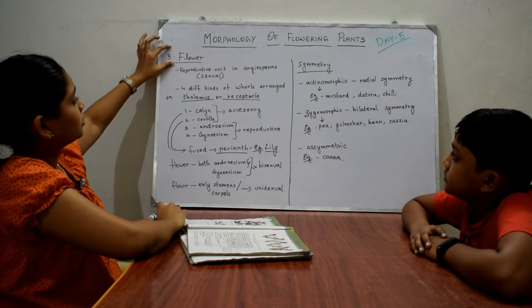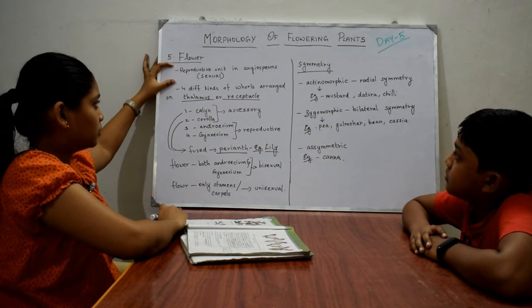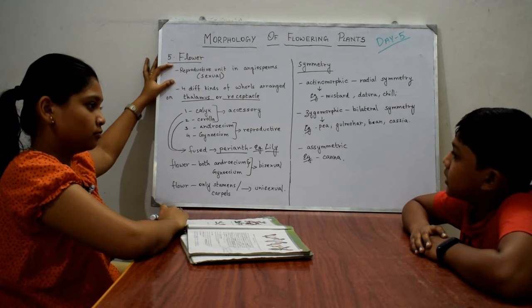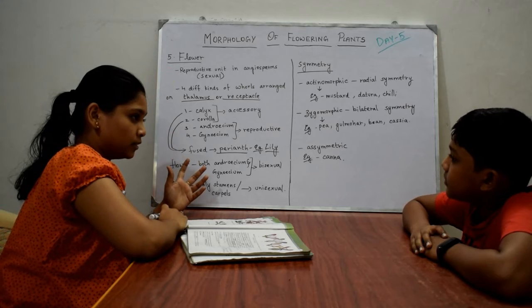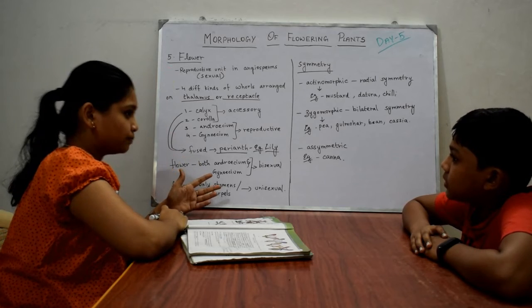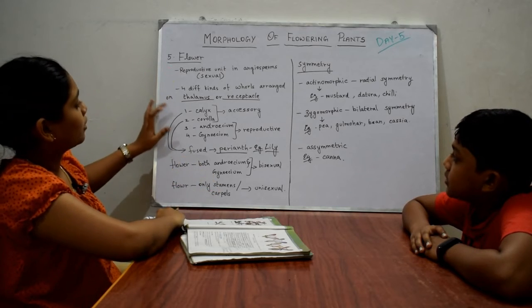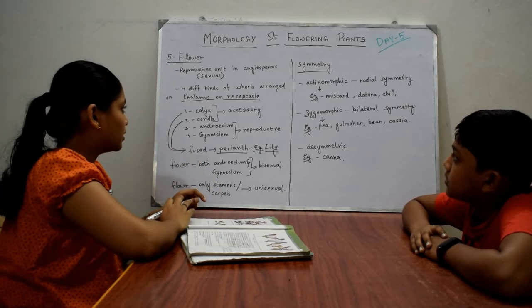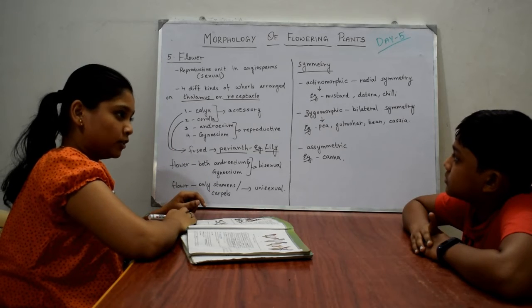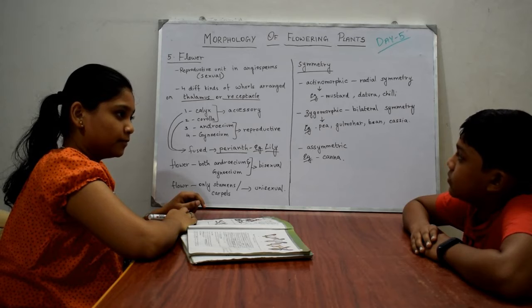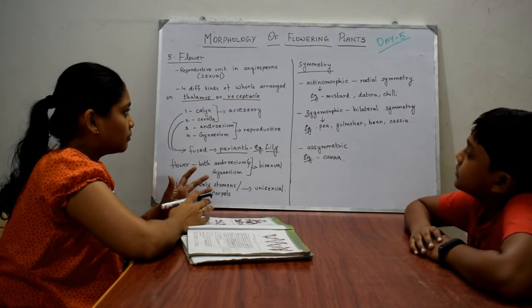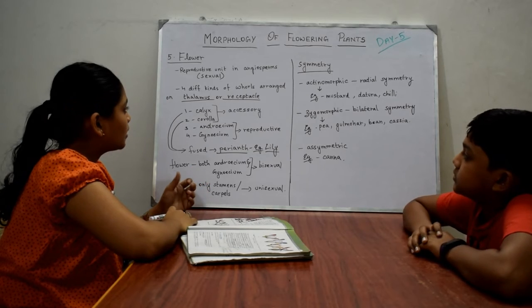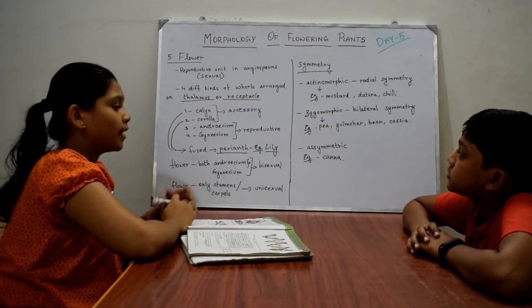So this flower is a reproductive unit of angiosperms, mainly for sexual reproduction. Can you understand? In the flower only the reproduction takes place, and the next new plant grows. So there are 4 kinds of whorls arranged on the thalamus or receptacle. Whorls are nothing but parts.